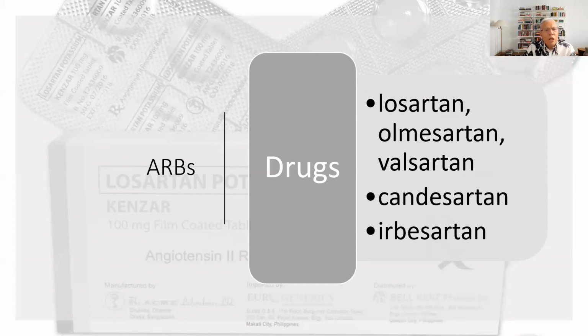So when we talk about ARBs, angiotensin receptor blockers, these medications are those that end with the suffix sartan. So like candesartan, valsartan, irbesartan, losartan, and all these medications are oral medications. Okay.